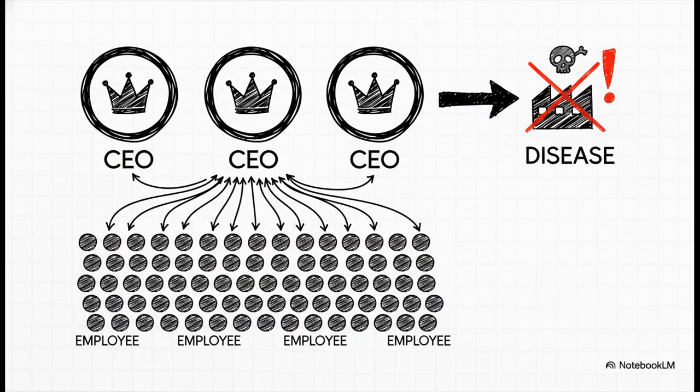This slide gives us the perfect analogy, a corporate hierarchy. You have a handful of CEO or core genes making the big decisions that directly affect the company's fate, in this case, the disease.